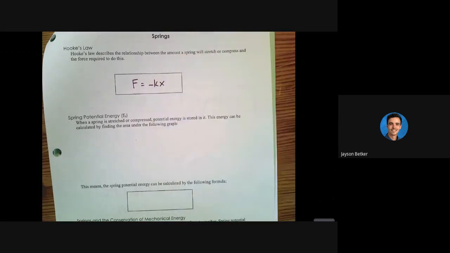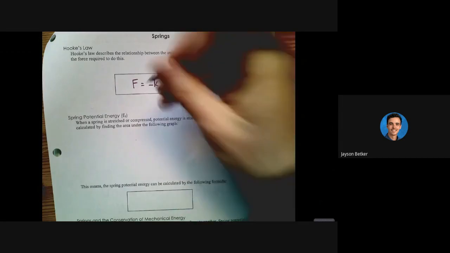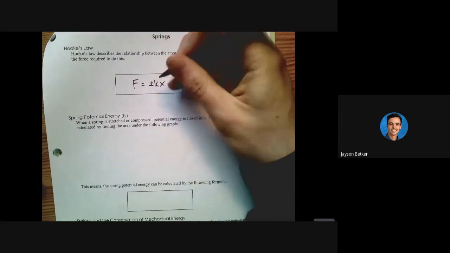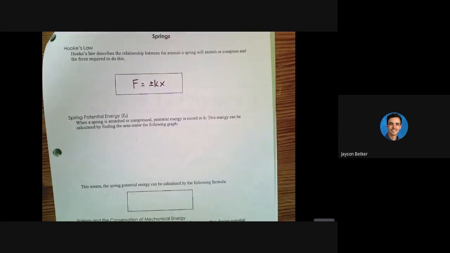Now, if you take a look at your formula sheet right now, you'll see that it's actually negative kx. That's a typo. It should actually be plus or minus kx. Plus or minus kx. And what that means is we're not concerned with it in a vector sense. We're just going to treat it like a scalar.